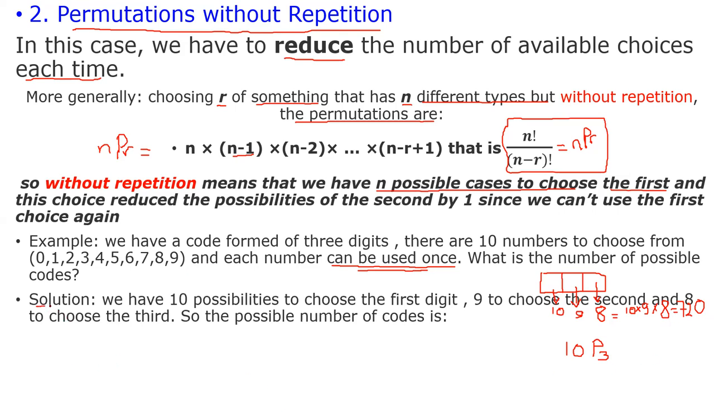Solution. We have 10 possibilities to choose the first digit. 9 to choose the second. And 8 to choose the third. So the possible codes is 10 times 9 times 8 equals 720 possible codes.